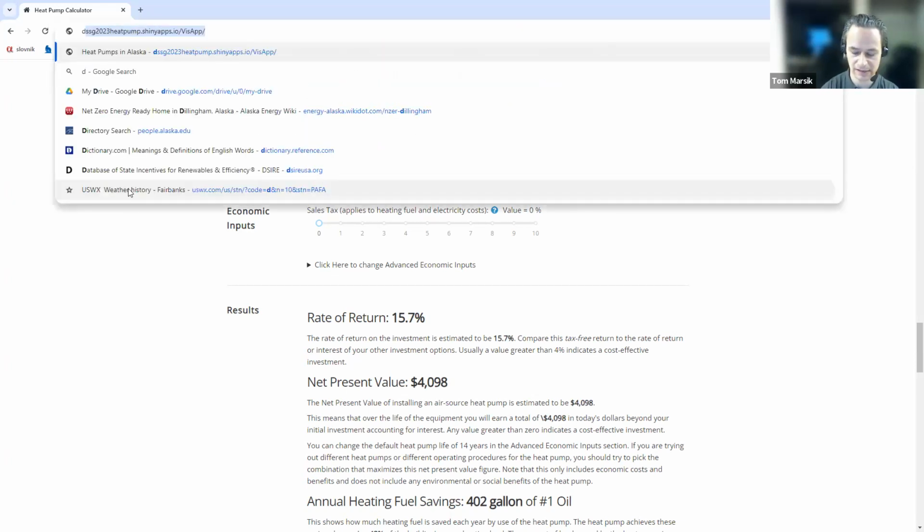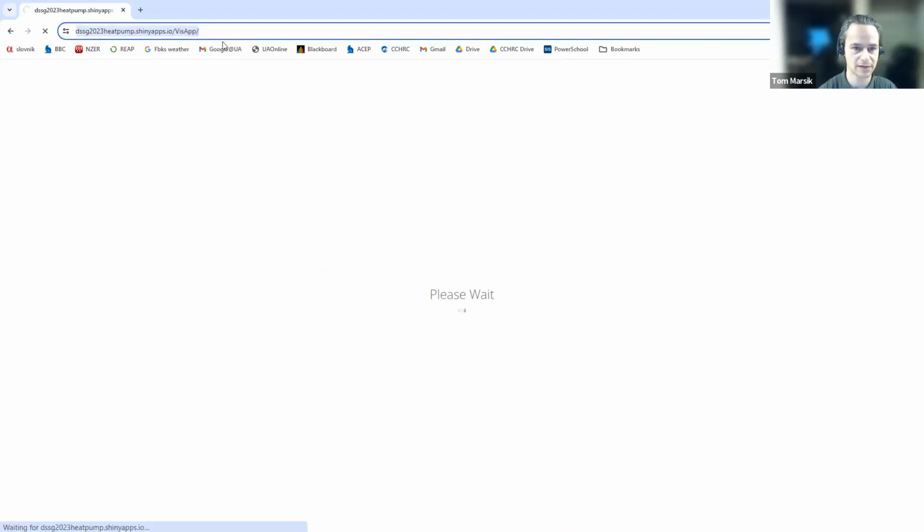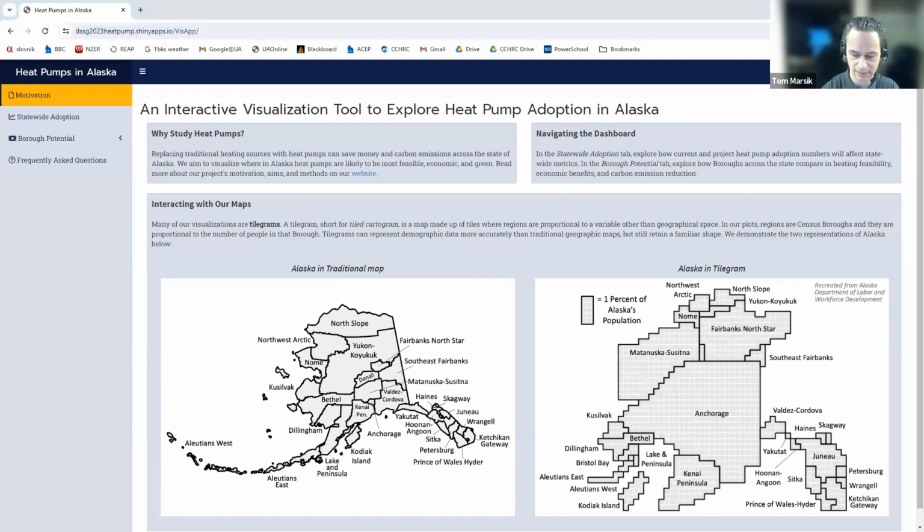So it's the Alaska heat pump visualization tool. I'm going to copy paste that address again for you here. It's developed by the Data Science for Social Good initiative or program at the University of Washington. And I'm going to give you the link here. I'm going to make sure it's going to everyone.